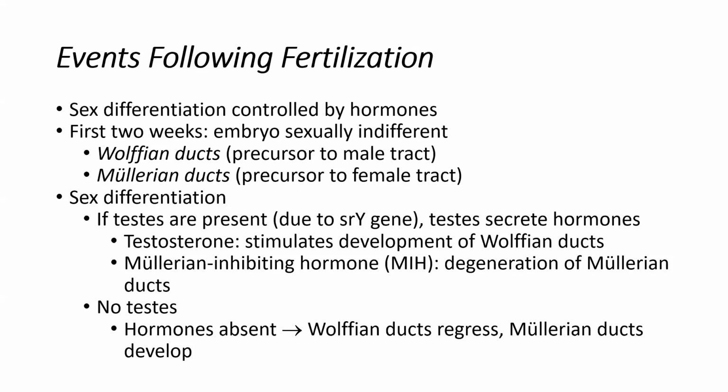And that is if we have testis present due to the SRY gene. If we don't have testis present, remember, if we don't have the SRY gene, the default option is to develop ovaries. We don't have testosterone. We don't have MIH. And so the Wolffian duct will regress. The Mullerian duct will continue to develop or persist. And then that will give us the female reproductive structures.